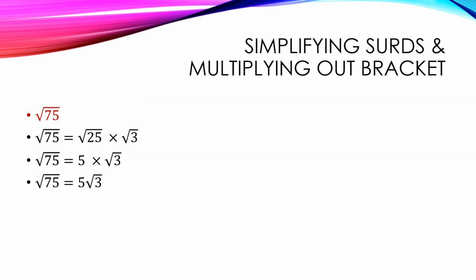So surds can also be simplified. Surds can be simplified if the number in the surd has a square number as a factor. So let's look at this question. You've got square root of 75, and you know the factors of 75 are 25 and 3.